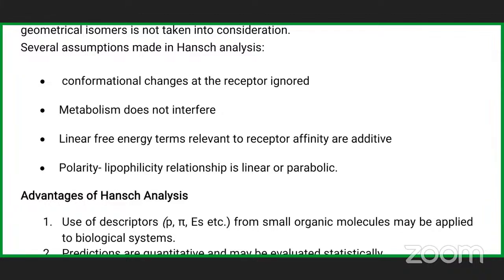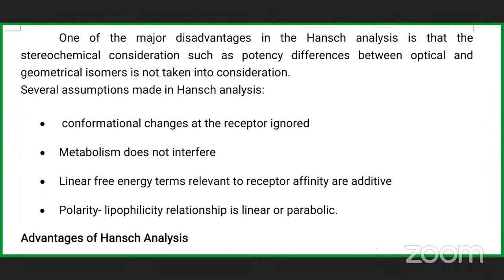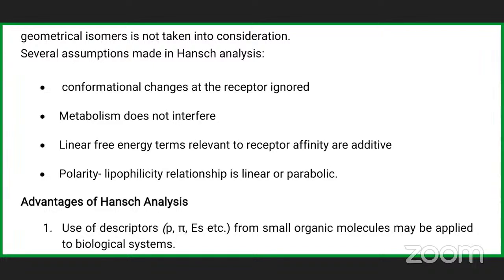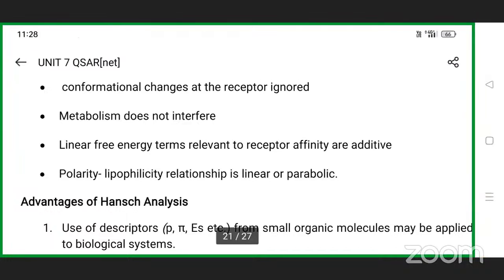This is also one of the mistakes, or wrong predictions, or disadvantages of Hansch analysis. All these are wrong predictions of the Hansch analysis: they did not consider the metabolism factor, the conformational changes at the receptor active site, or the stereochemical factor, and they did not specifically mention the relationship between polarity and lipophilicity. All these are the disadvantages and mistakes of Hansch analysis.